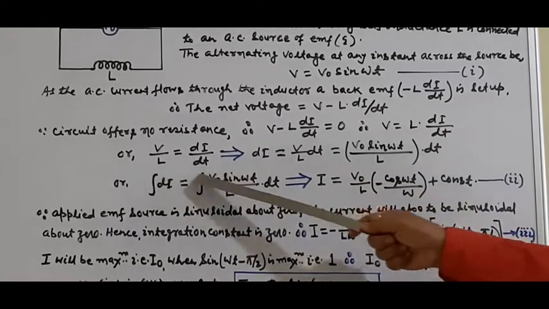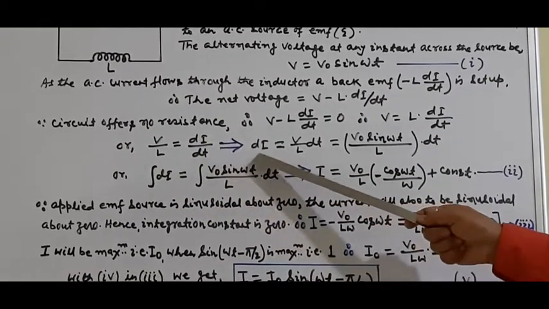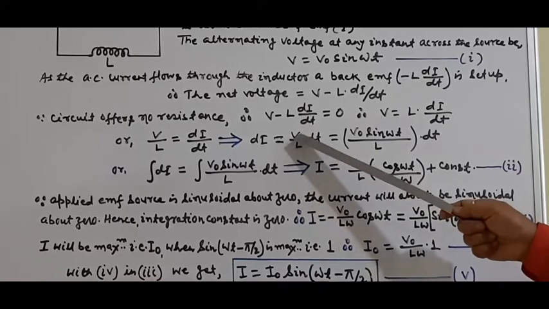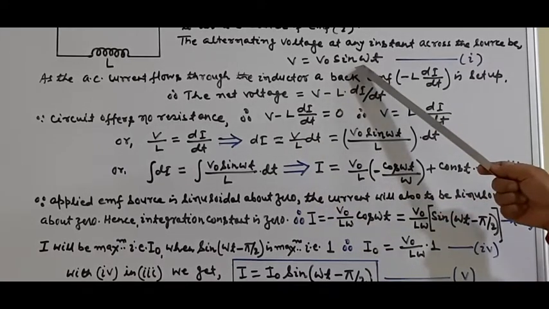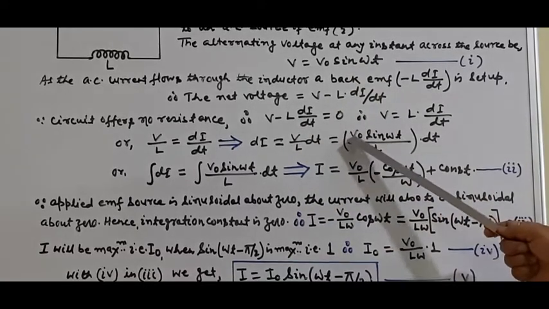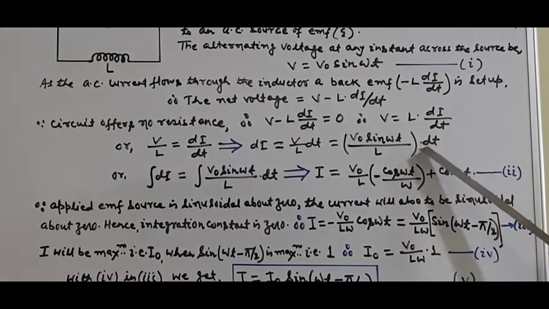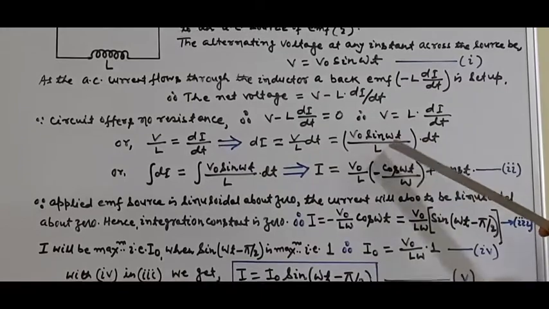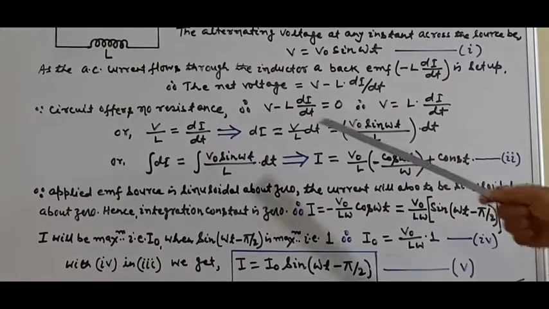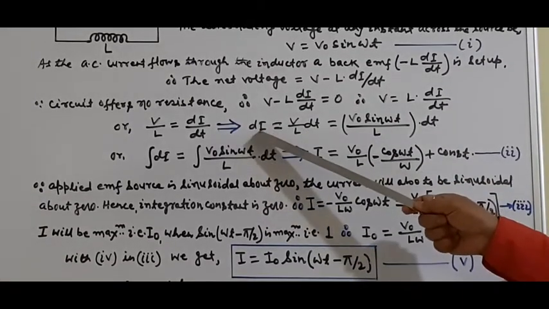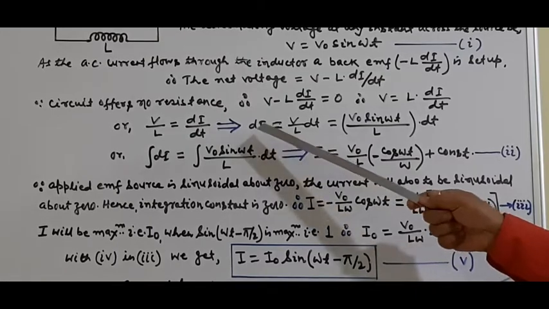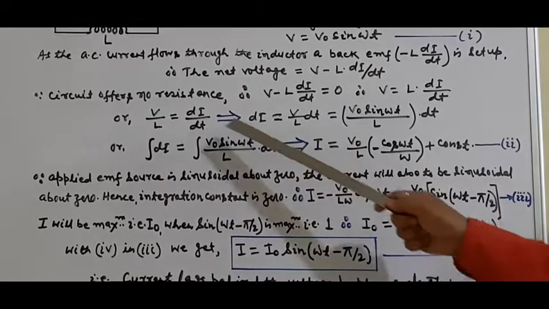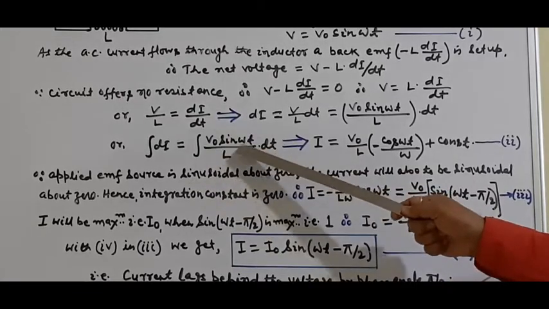This equation can also be written like this: di is equal to V by L into dt. And in place of V, put the value from equation number 1. So it becomes V0 sin omega t by L into dt. So di is equal to V0 sin omega t by L into dt. Now integrate both sides, because integration of di will give us the current I. Right hand side also, integration of V0 sin omega t by L into dt.